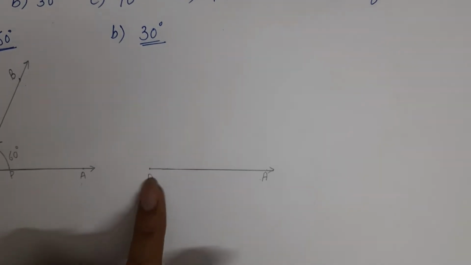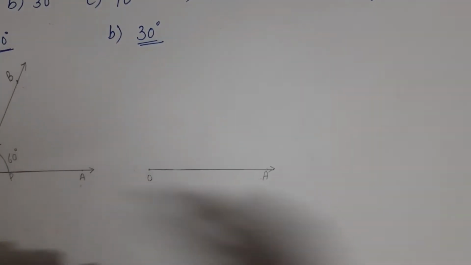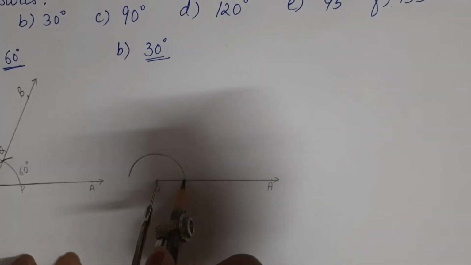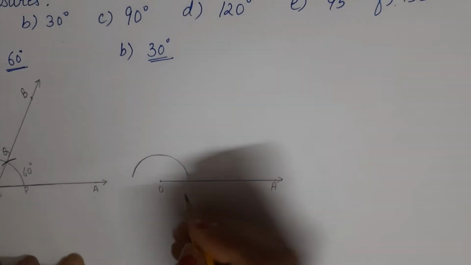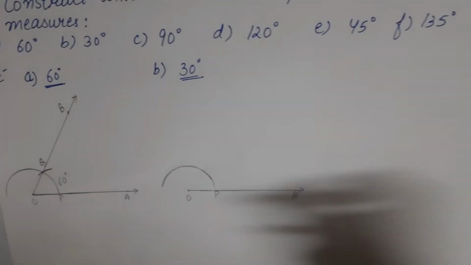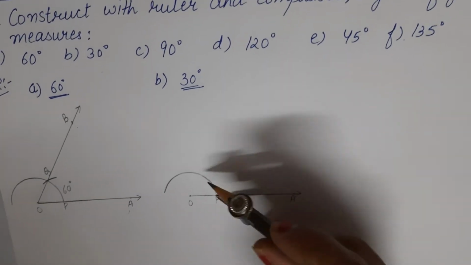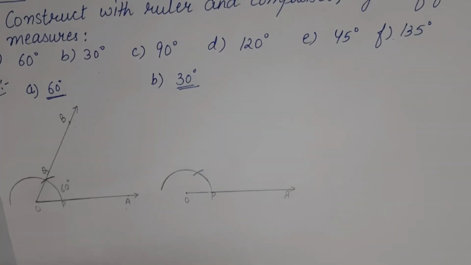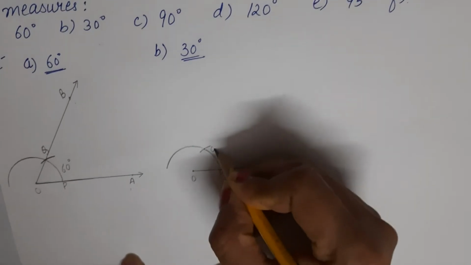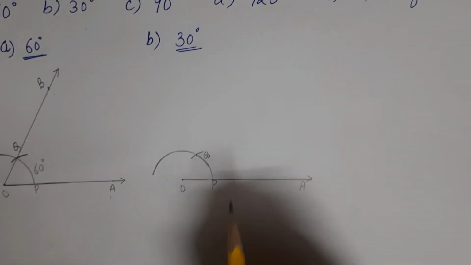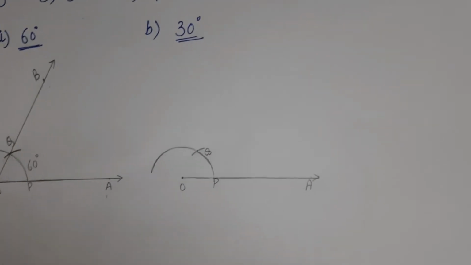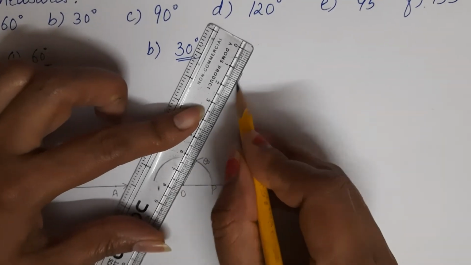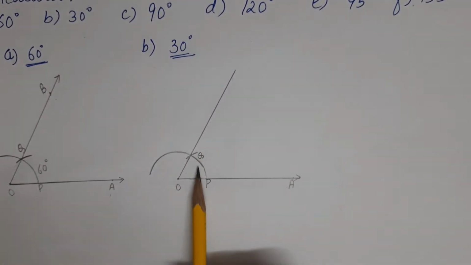For that, first of all, we will draw a ray OA. Now taking O as center and convenient radius, draw an arc. Okay. Which intersect the ray OA at point say P. Taking P as center and same radius, draw an arc which cut the previous arc at point say Q. Okay, the radius should be same, no need to change the radius. And now join OQ. Now this is angle of measure 60 degree.